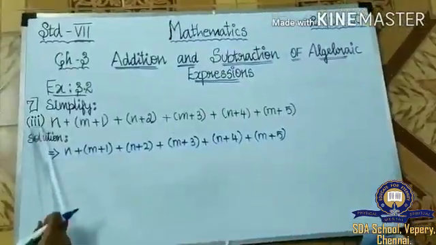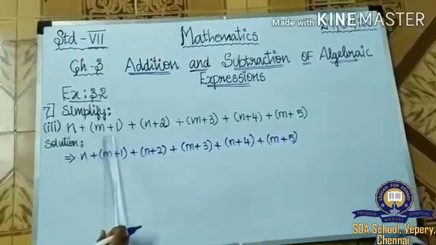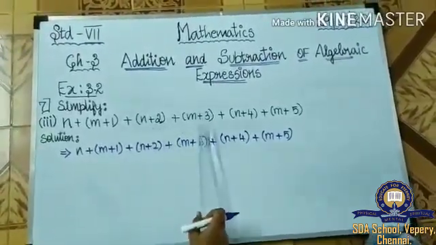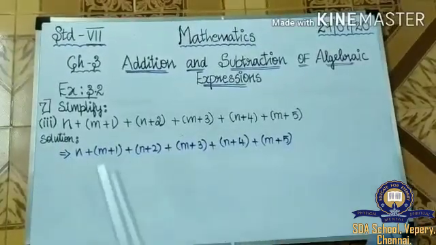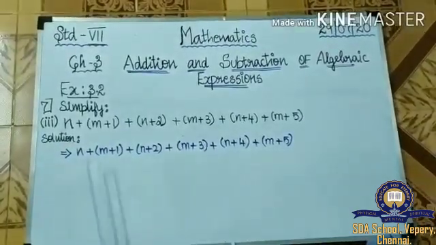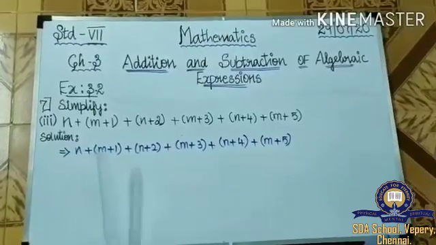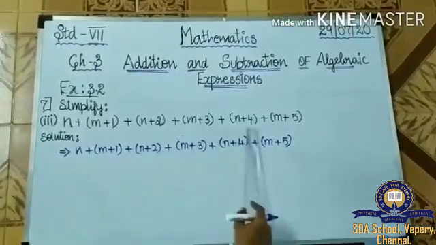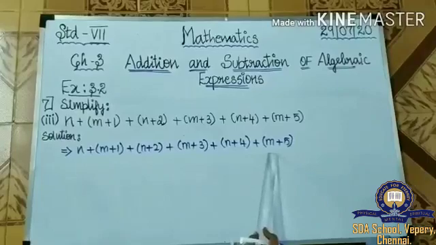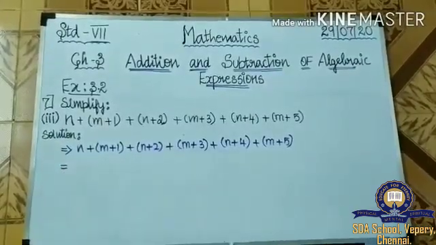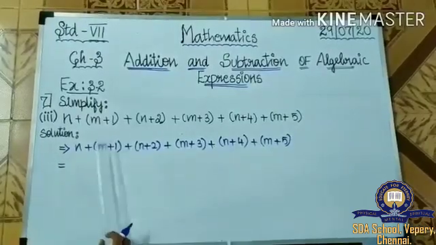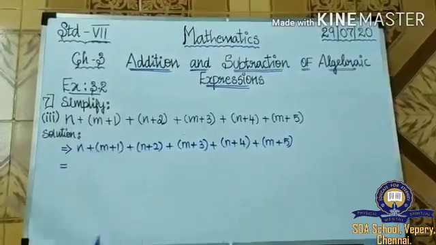Let's move on to our third subdivision. n plus m plus 1 plus n plus 2 plus m plus 3 plus n plus 4 plus m plus 5. Okay. Let's move on to our solution. The first step is we will write what is present in the question. We will rewrite it as a solution. Okay. The second step is we are going to multiply the symbols into the brackets.